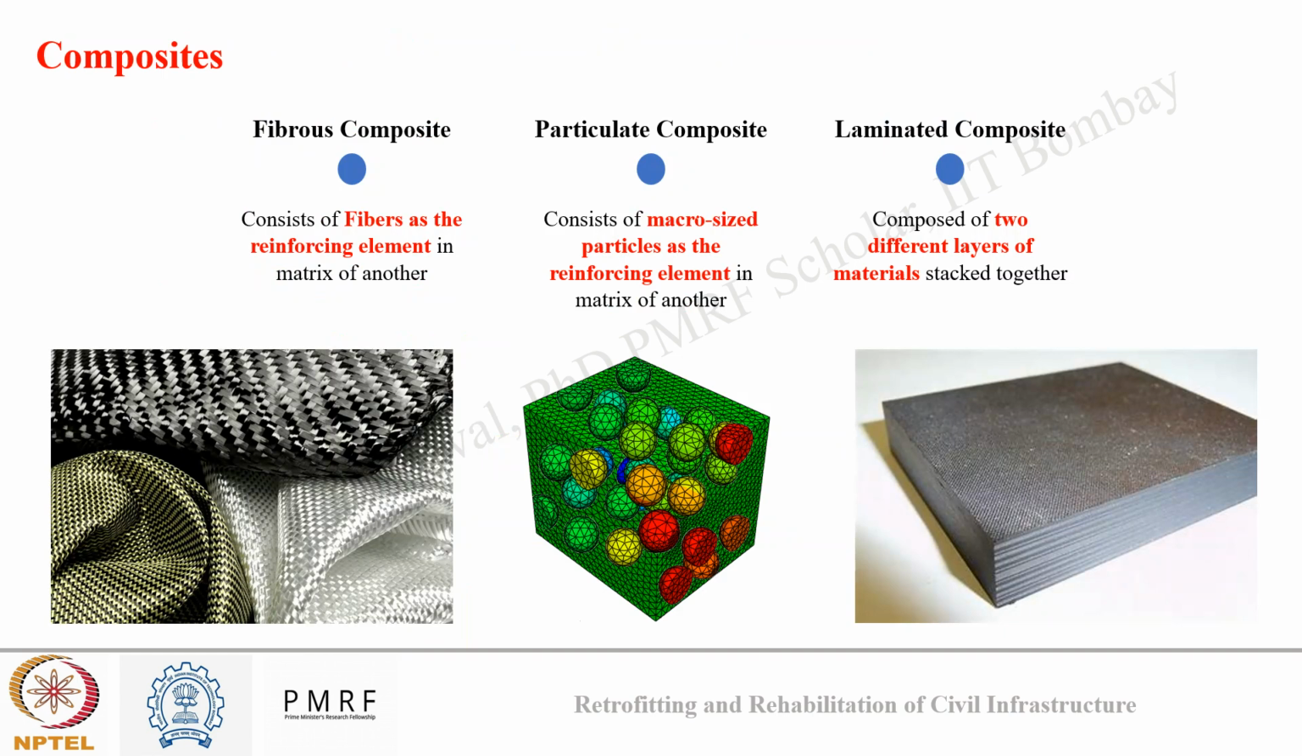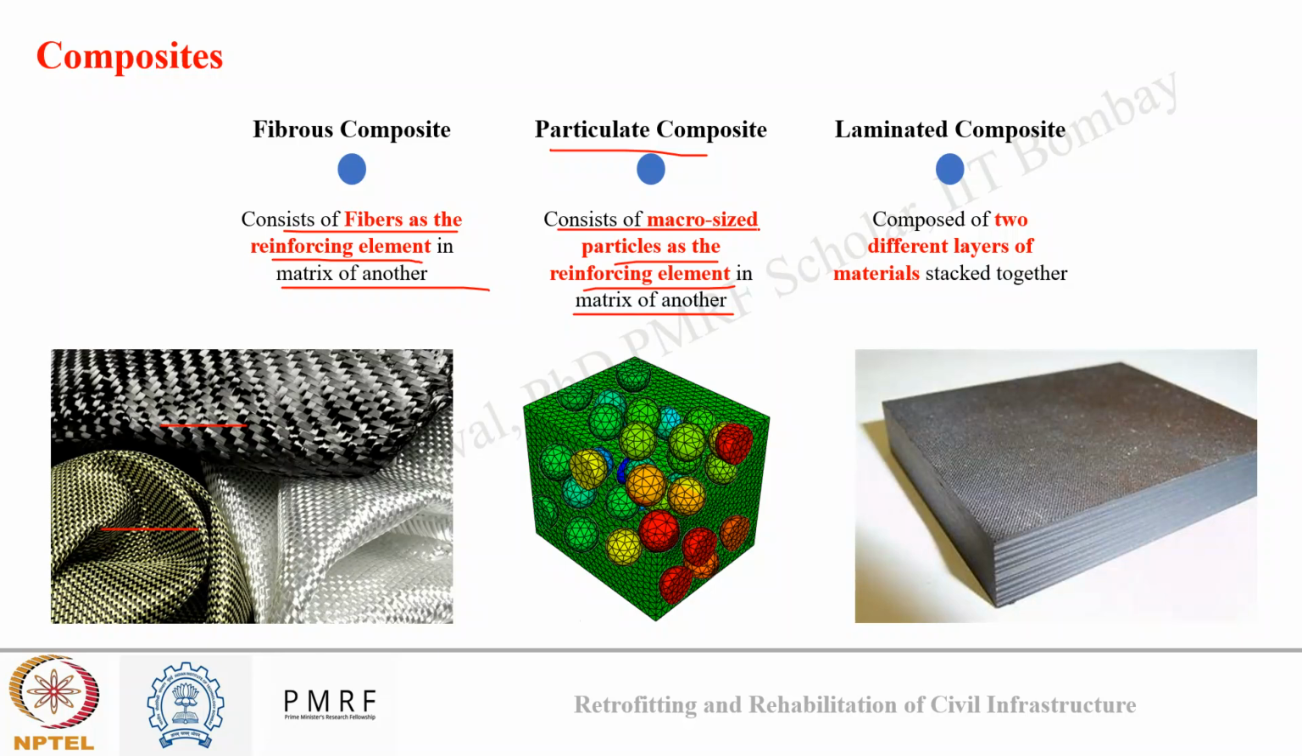These are fibrous composite, which consists of fibers as reinforcing element in a matrix of another. So there is fiber reinforced polymer composite, glass fiber reinforced polymer composite that you must have heard about. There is particulate composite like concrete, which consists of macro-sized particles as a reinforcing element in the matrix of another material. In concrete, we have aggregates dispersed in cement matrix, and both of them together act as a composite. It is an isotropic composite, we can say.